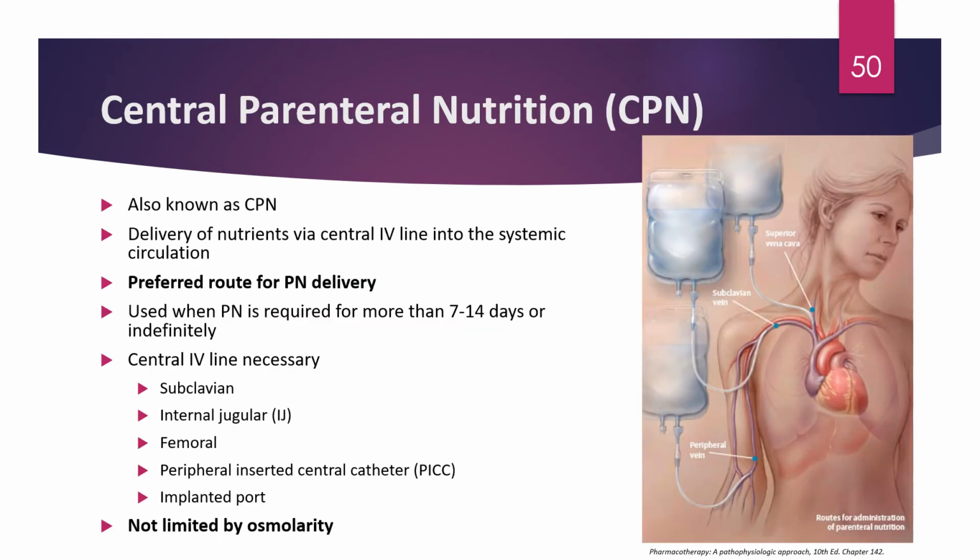Central parenteral nutrition is a bit different. The way that central parenteral nutrition differs from peripheral is that the line is terminating in the superior vena cava, or where the right atrial junction is. Central parenteral nutrition is also known as CPN. So we're giving the nutrients via a central IV line into systemic circulation, and this is our preferred route. Anytime that we have a patient who is not getting any other types of nutrition via oral or enteral modality, we will usually want to start central parenteral nutrition on them.